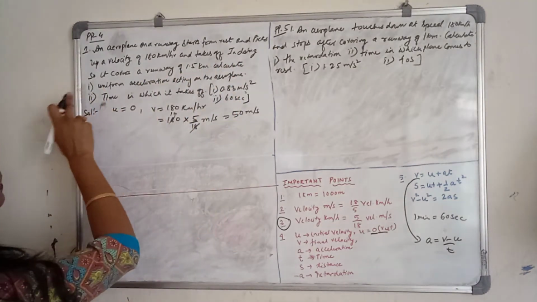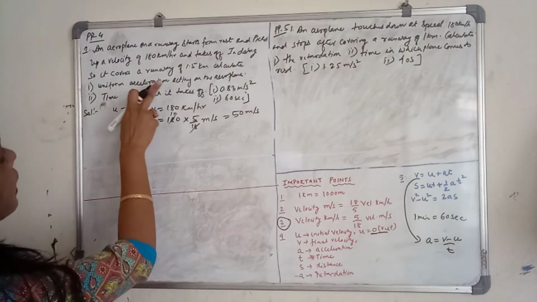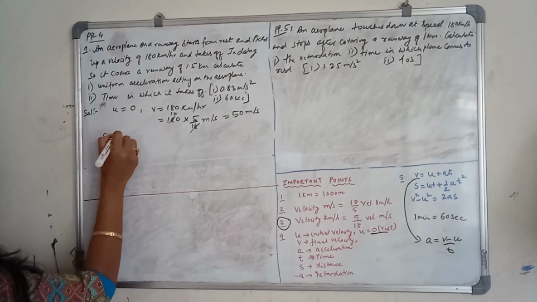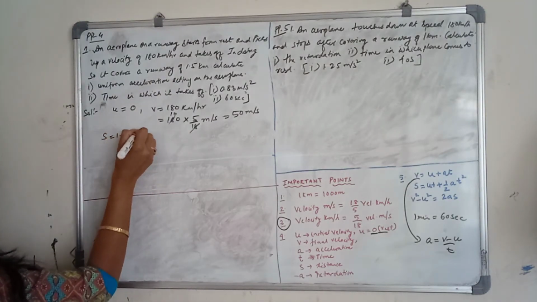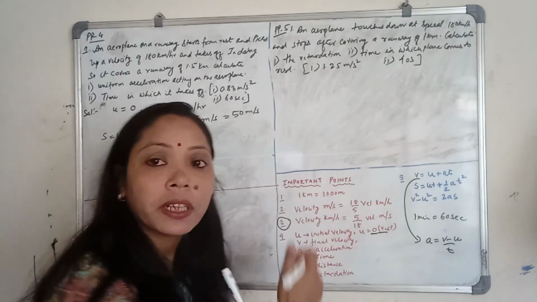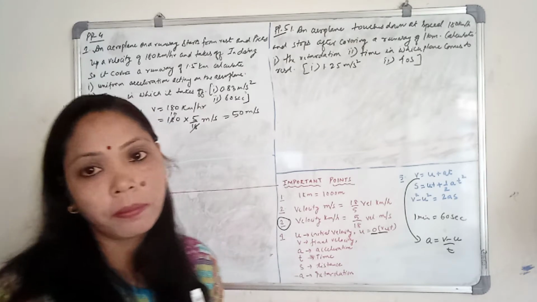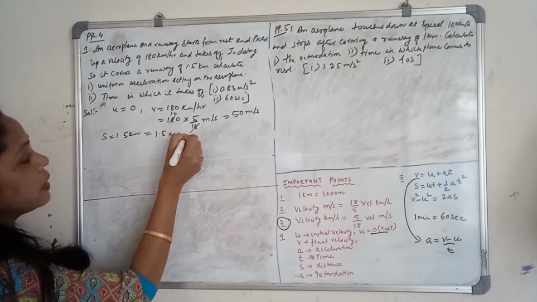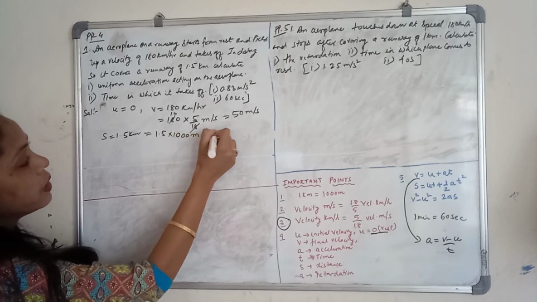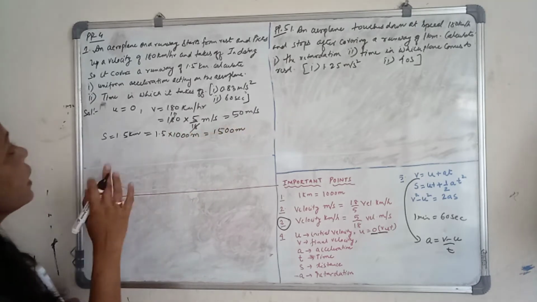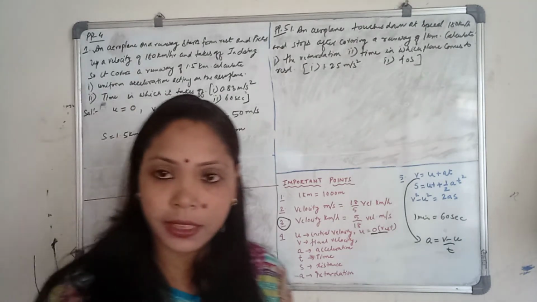In doing so, it covers a runway of 1.5 kilometer. So S is equal to 1.5 kilometer. So again convert into meter. 1 kilometer equal to 1000 meter. So 1.5 into 1000 meter, which is equal to 1500 meter. Calculate uniform acceleration.